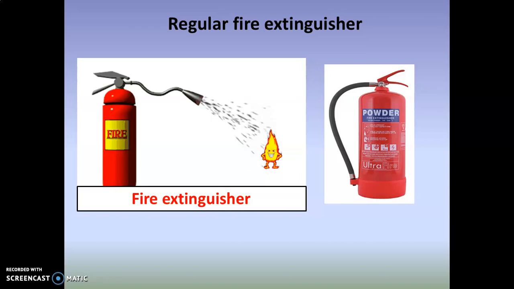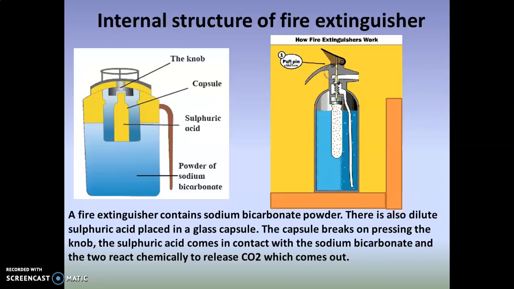You all know that it is used to extinguish the fire. This type of instrument you must have seen in hospitals, or sometimes we even keep it at home. This is a very portable, very handy instrument which is used to put off fires on a small scale. Okay, so let's study what is the structure of it and on what principle it works.